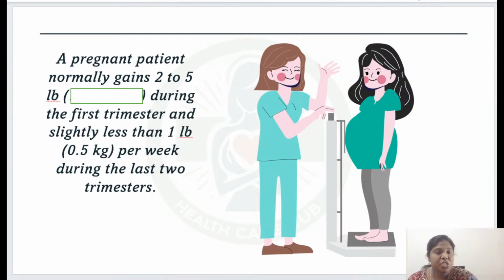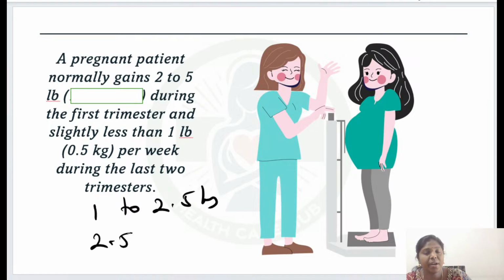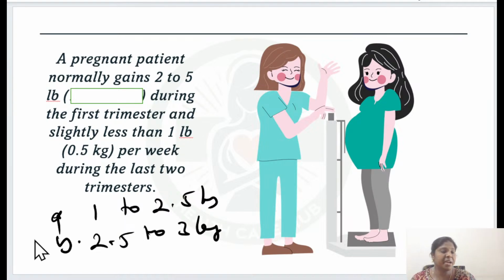So during the first trimester, how much weight is she going to put on? First trimester, that is the first 3 months, how many kgs will the mother gain? That is the question here. How many kgs? Whether it is 1 to 2.5 kg or 2.5 to 3 kg. How much weight will she put on in the first trimester, the first 3 months?